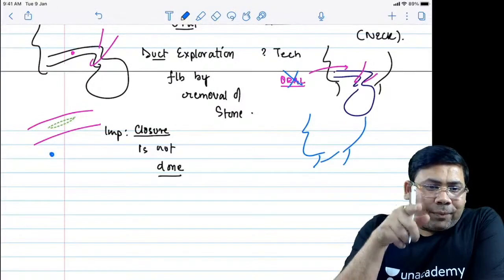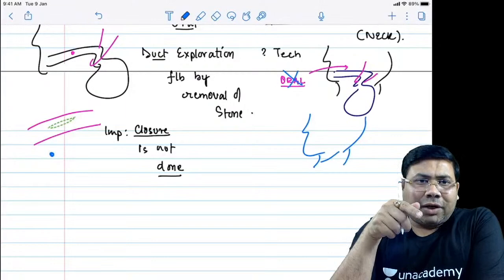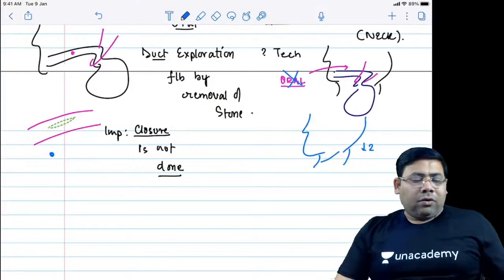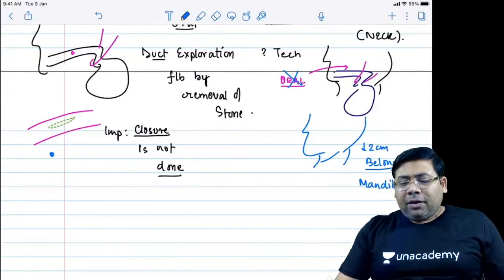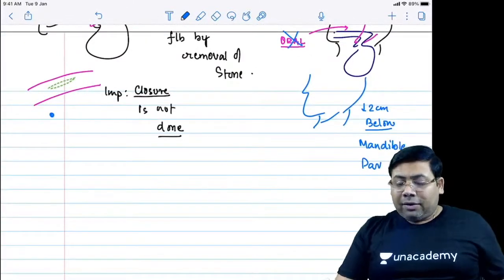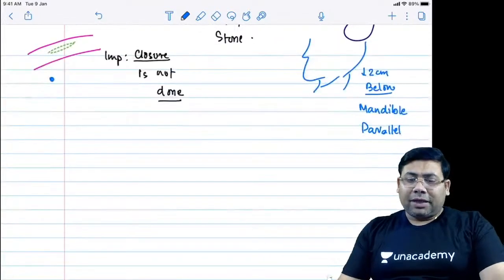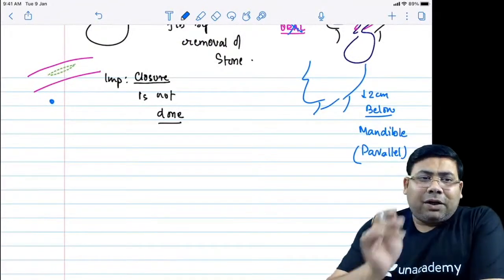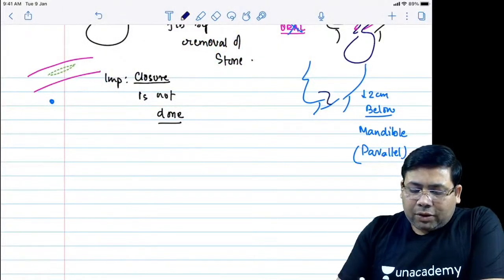Just over the duct, you will palpate the duct, and then you will open up the duct over that. Are you getting this or no? Here, 2 finger space, 2 centimeters below the mandible, and parallel to the mandible, we make the incision. This is deepened right up to the subplatysmal level. Now, 2-3 questions I will discuss here. Try to understand what you are going to do. So imagine you have gone down.